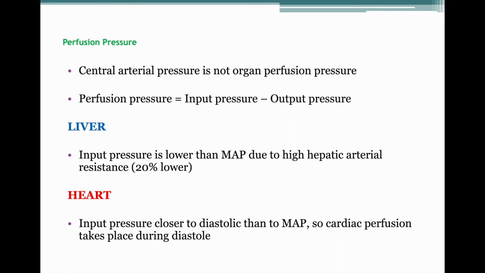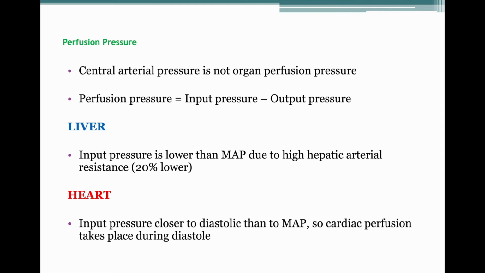Now coming to perfusion pressure, it is the pressure that perfuses the organ, okay. But the central arterial pressure, that is a BP of 120 by 80 or whatever, that is the central arterial pressure, that is not organ perfusion pressure. Organ perfusion pressure is input pressure minus output pressure. Like in your brain, your output pressure will be your ICP and input pressure will be your systolic or your normal BP, blood pressure. So the difference will actually cause the perfusion. Now suppose your output pressure like ICP is high, so the perfusion will be lower, okay.